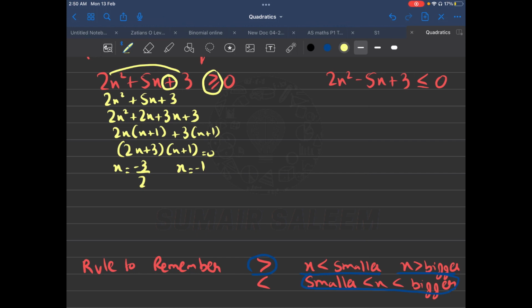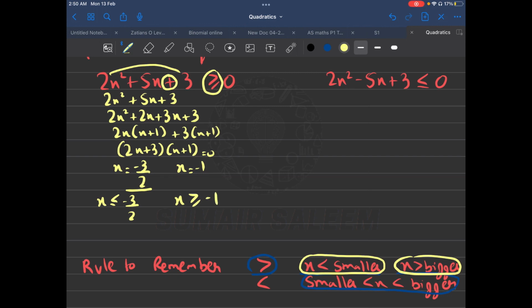Now what's the sign here? Greater. What did I teach you in greater? The rule is x is less than the smaller value. Which one is the smaller value? x is less than or equal to minus 3/2. And the other thing is x is greater than the bigger value, greater than or equal to minus 1. Sir, why did you put greater than or equal to? Because if the question has an equal to sign, the answer will have an equal to sign. Otherwise, you'll only write less or greater sign.